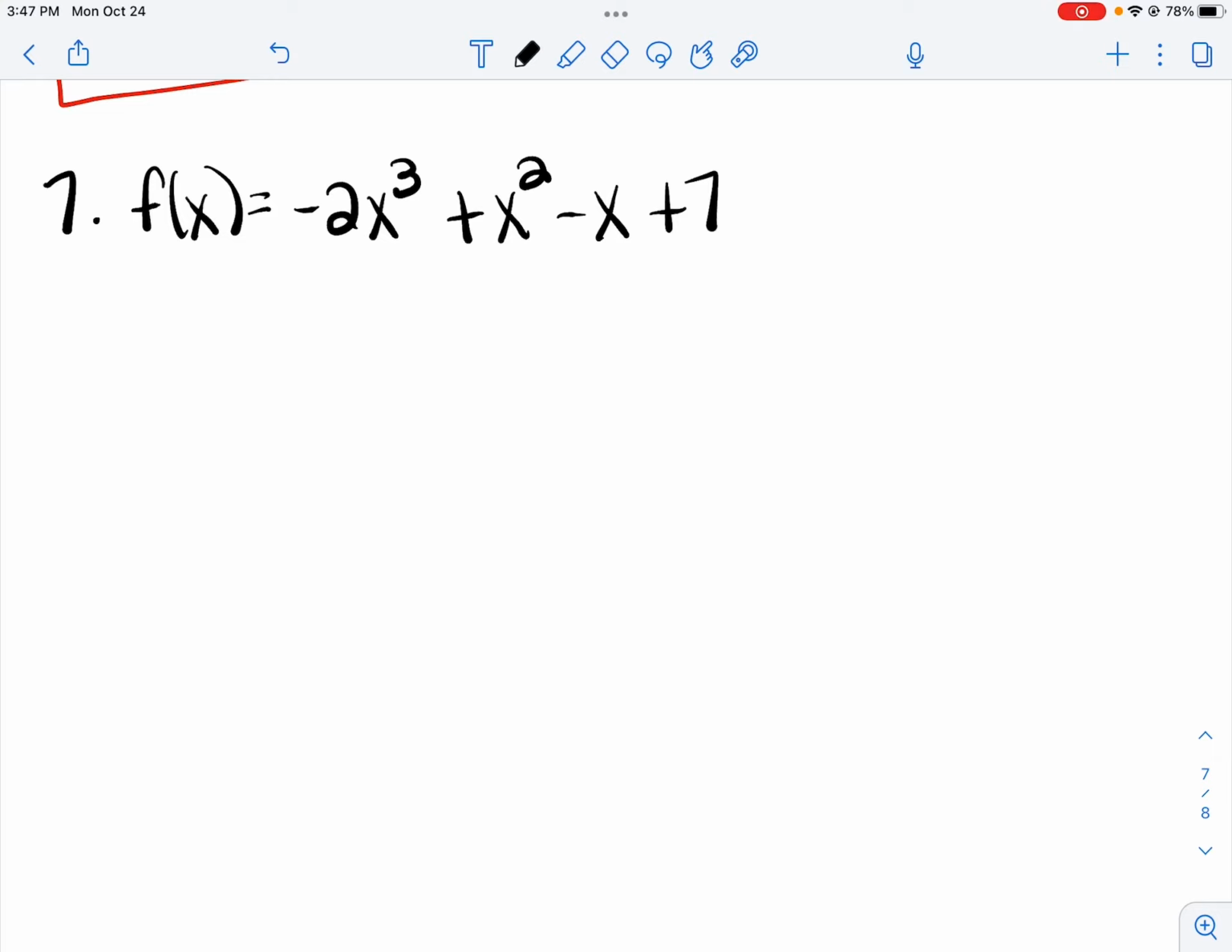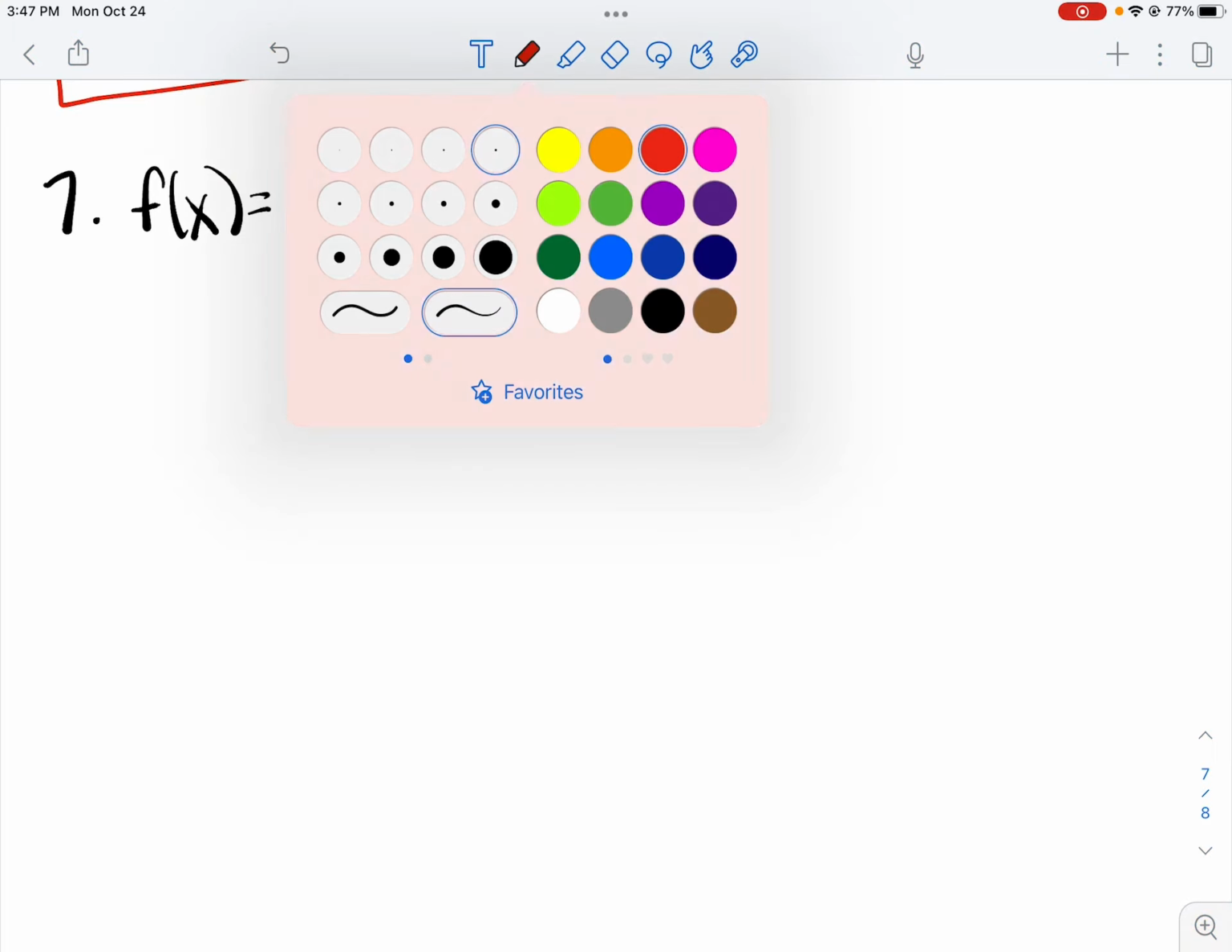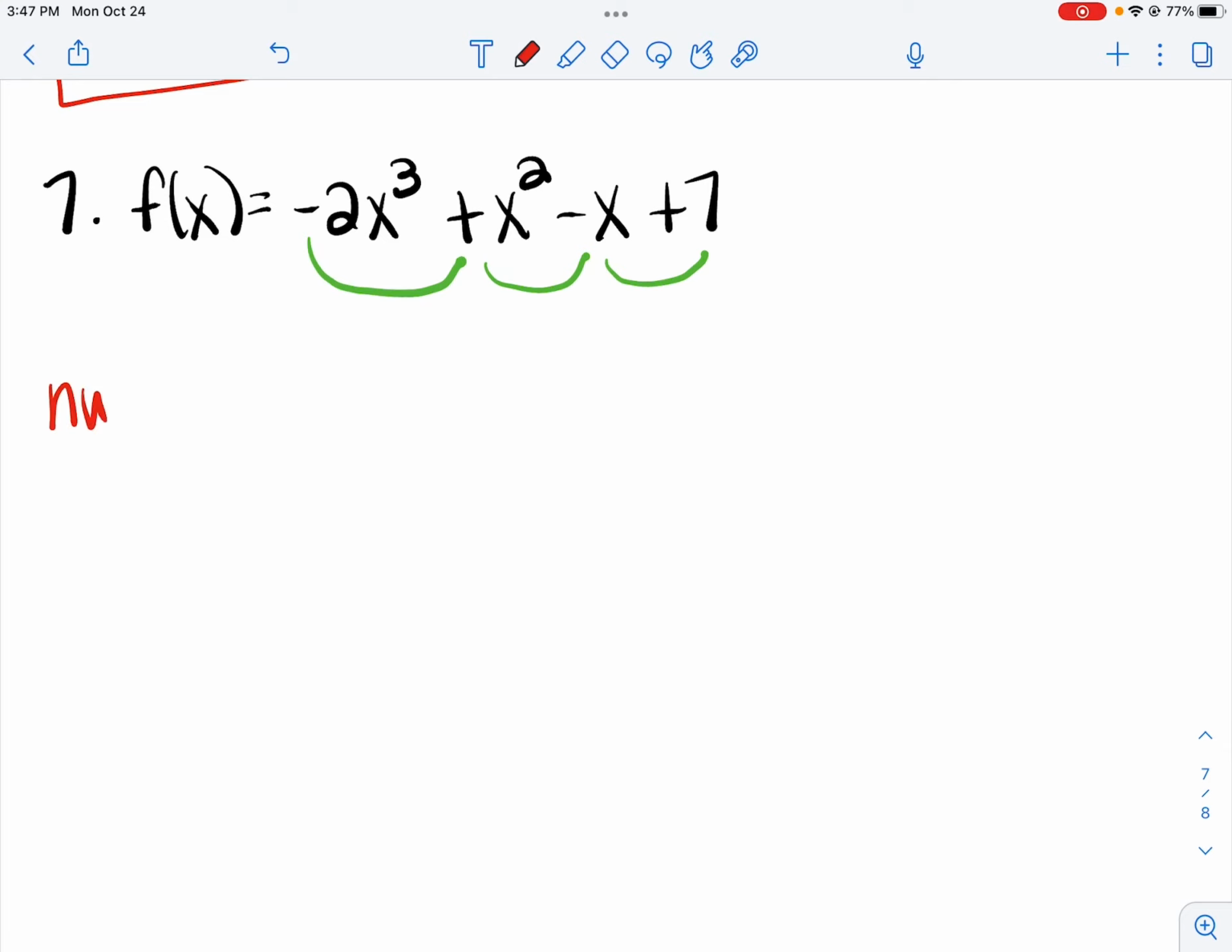So first, let's think about the number of positive zeros. What we do is we look at our coefficients and we look at how many times the sign changes from a negative to a positive. So notice here I have a sign change. From plus x squared to minus x, that's a sign change. And from minus x to positive 7, that is a sign change. So the number of positive zeros is 3. Now there is a little bit of a catch here.